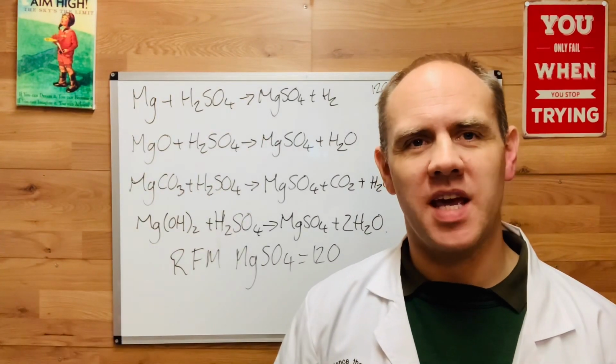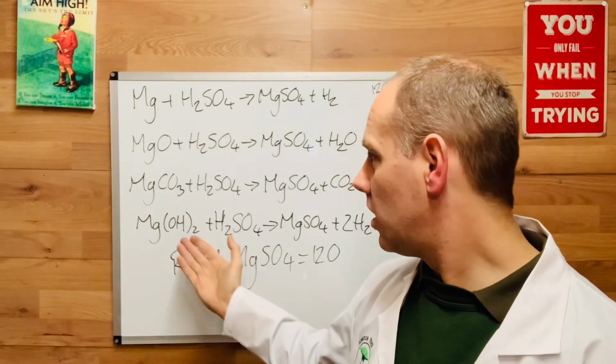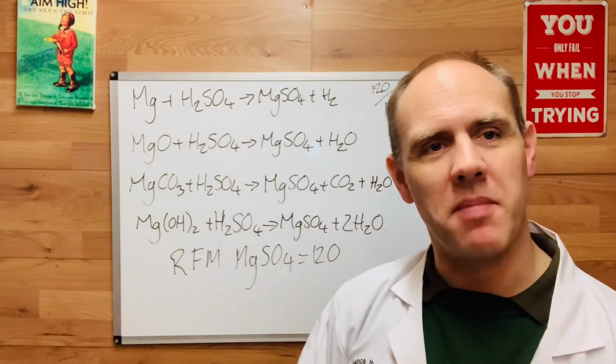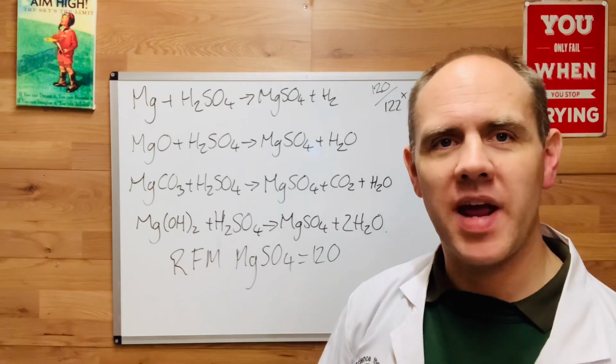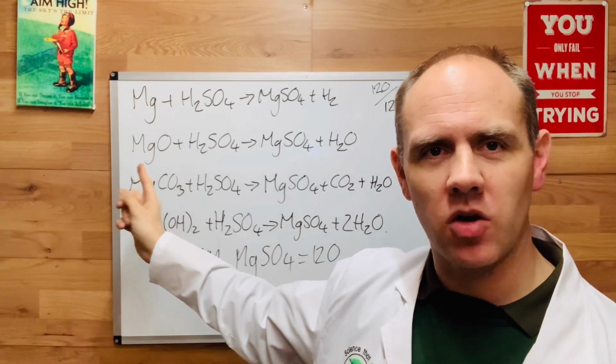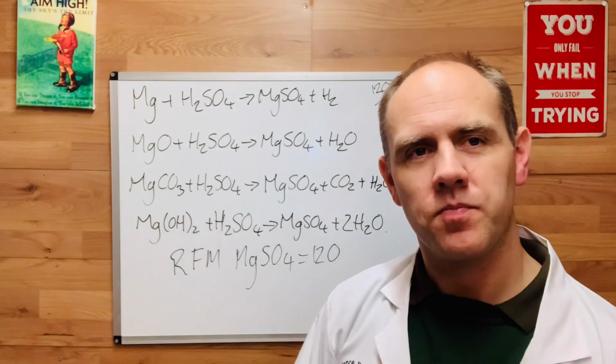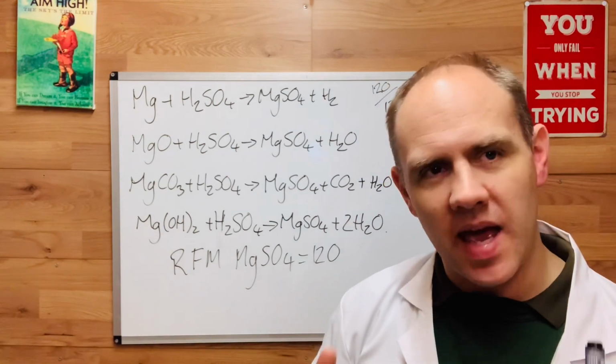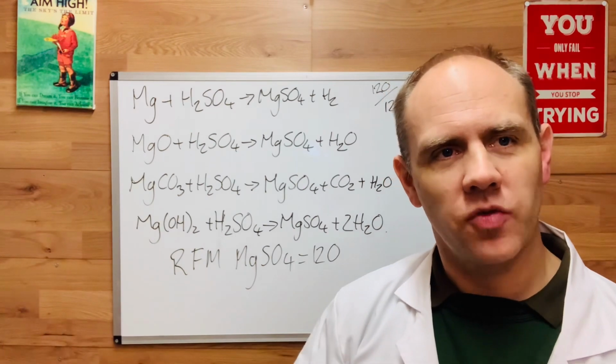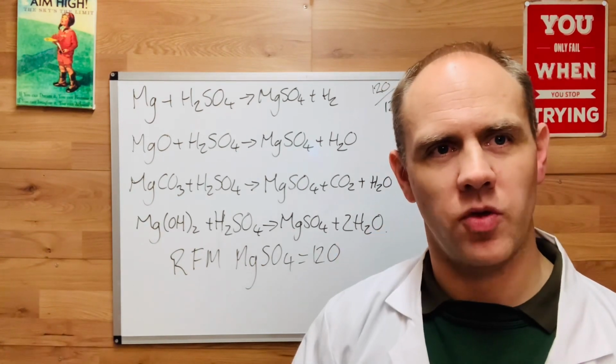So what I've done here is I've written out all 4 of the ways of making magnesium sulfate. You can react it with the metal, the metal oxide, the metal carbonate, and the alkali, the metal hydroxide. You need to react it in every case with sulfuric acid because it's the sulfate salt that we want.